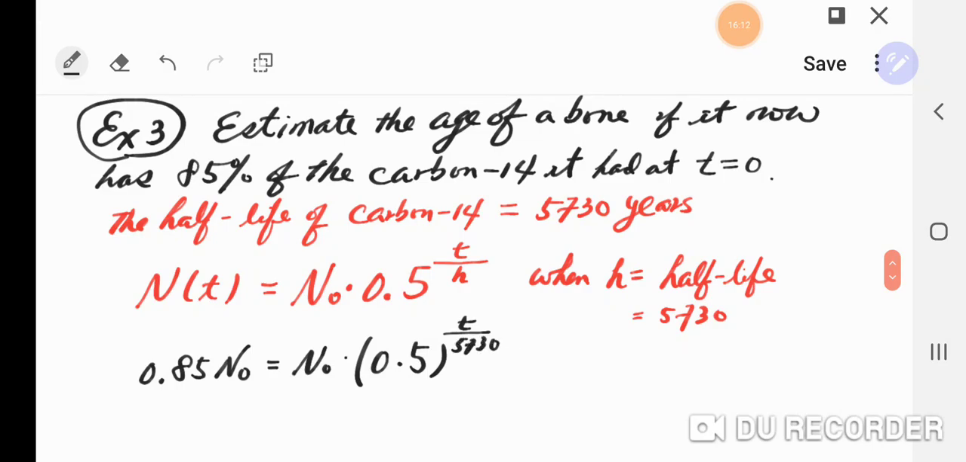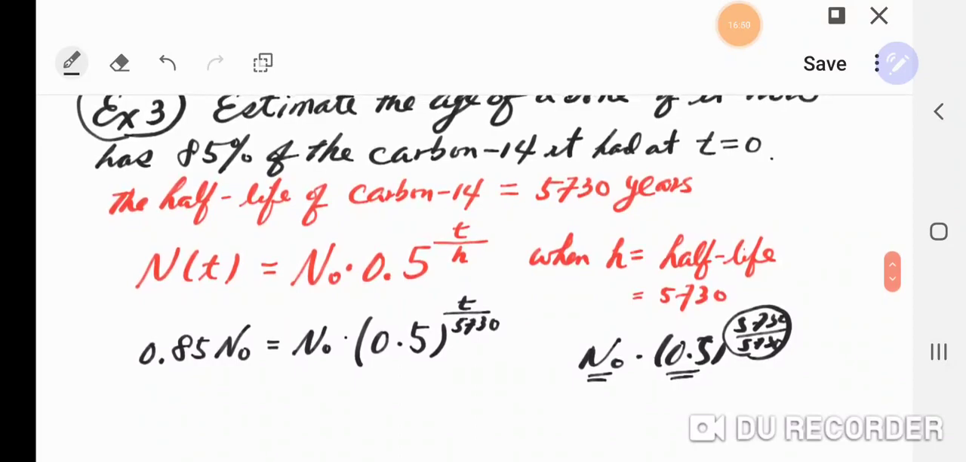So that is 5,730. The reason that we divide T by 5,730, the half-life, is if T is 5,730, then the exponent will become 1. So actually, we are reducing N0 by half, N0 times 0.5. Because after 5,730 years, this will become 1. So the initial amount will be reduced by half. So this makes sense. So we divide T by the half-life years.